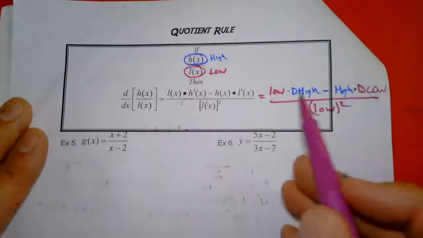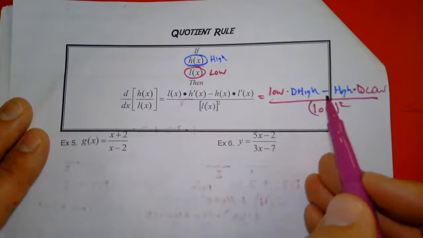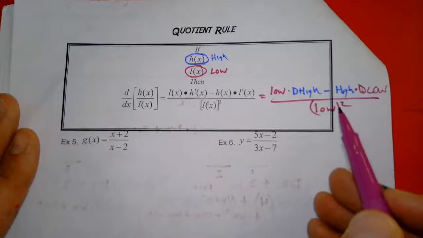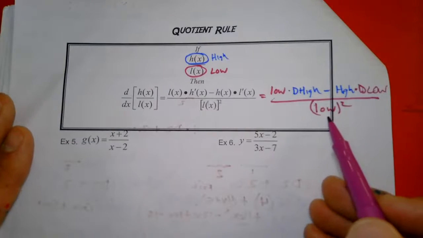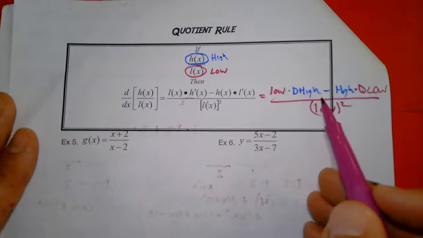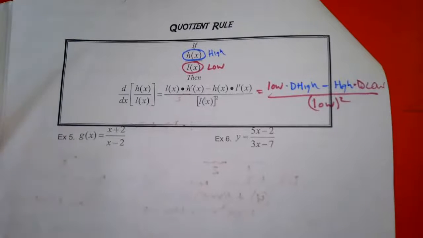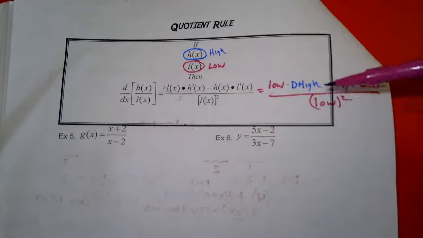So the way I say this is low d high minus high d low over low, low. Low d high minus high d low over low, low, or low squared. Okay? So that takes something that looks awfully confusing and kind of makes it a little easier, and it's kind of catchy. Low d high minus high d low over low, low.